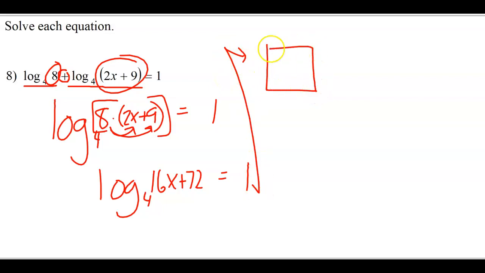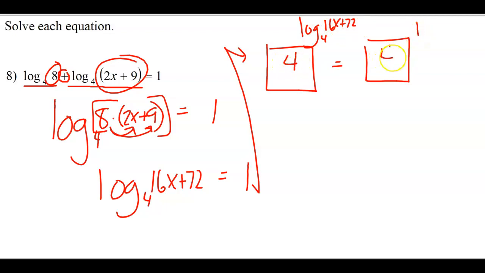So my base is 4. So that and that cancel, and I'm left with 16x plus 72 equals 4. 4 to the first power is just 4. So from there, we'll go ahead and solve.